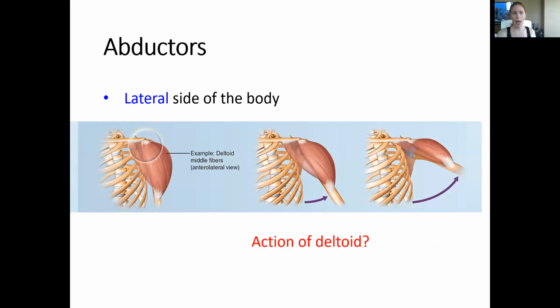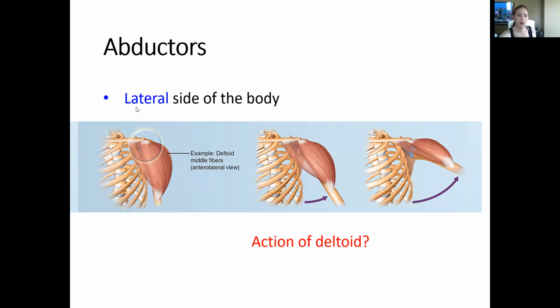So let's talk about abductors. So remember, abductors means going away from the midline. So like sort of on this kind of plane, right? Your frontal plane. So away from the midline here. So this is abduct. So when you abduct your arm, you're going to feel the work on the lateral side of your body, right? It's pulling it away. And so it's going to be on the lateral side of your body.